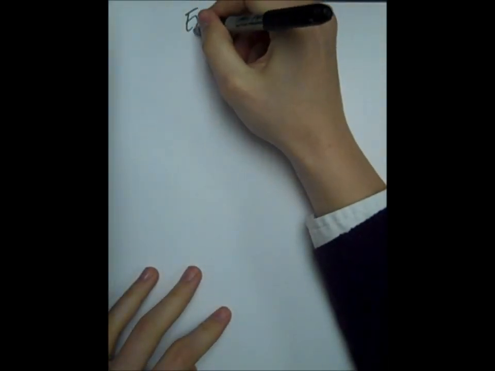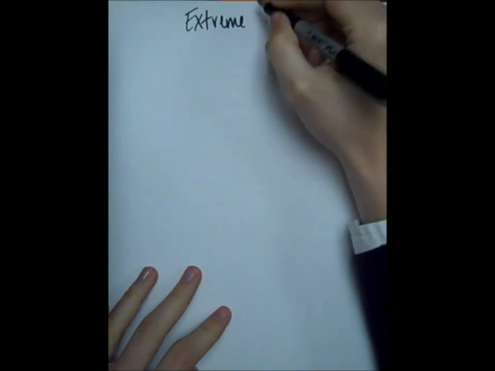So the next section that we're going to talk about are extreme values. So now we're in chapter 4. We're kind of figuring out what can we do with the derivative, what does it tell us. So what we're going to do are extreme values.